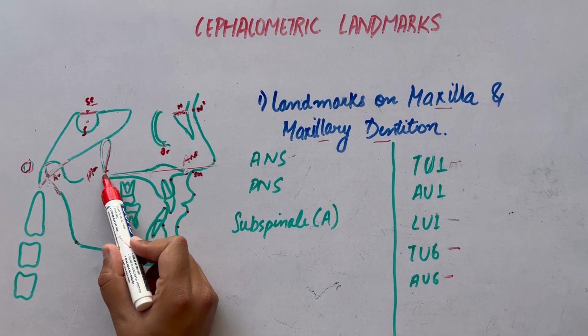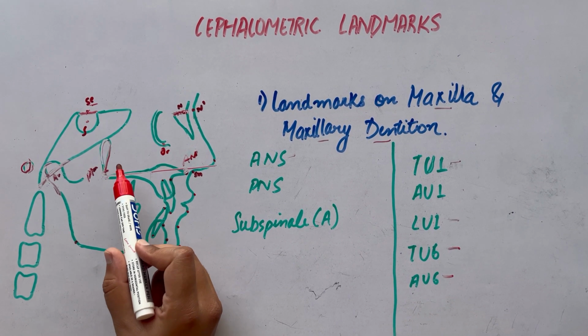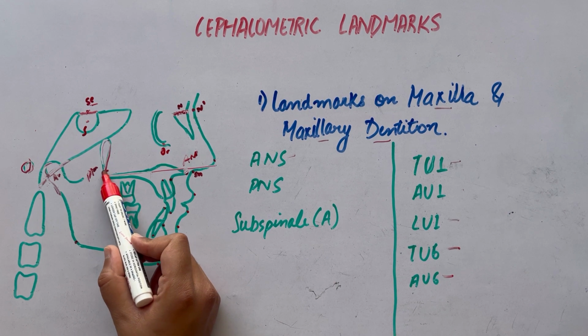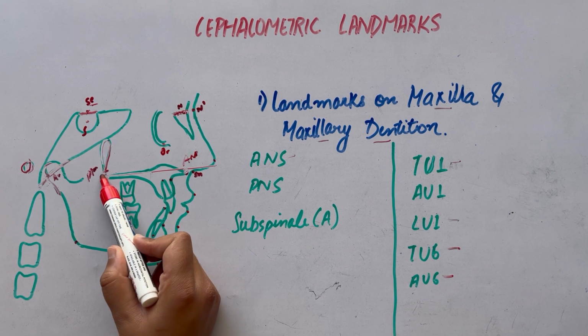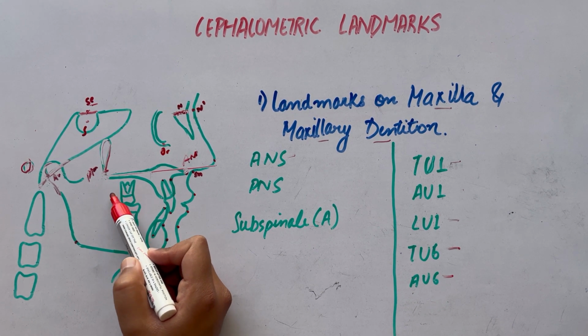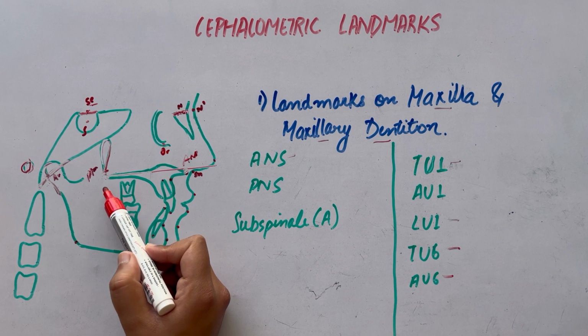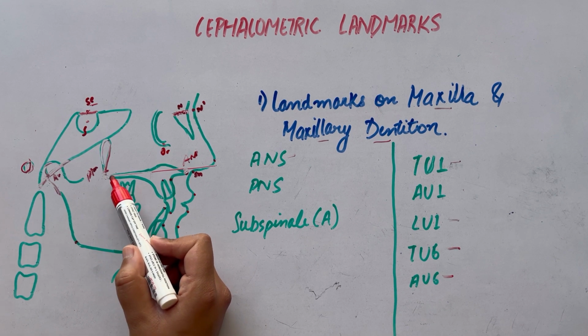Now, PNS also will coincide with the pterygomaxillary fissure's inferior point. And moreover, the PNS point can also be located when all the molars have erupted, at the distal point of that.